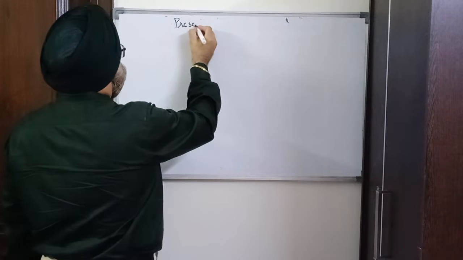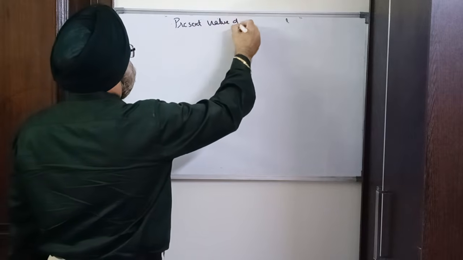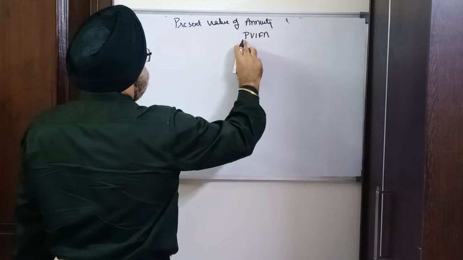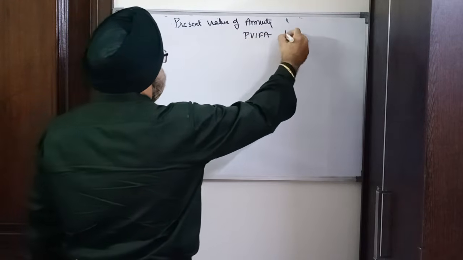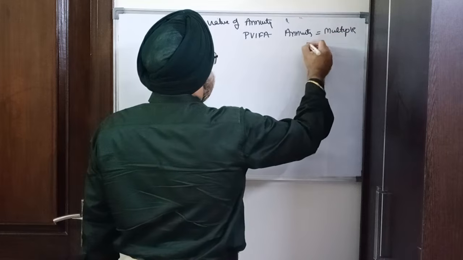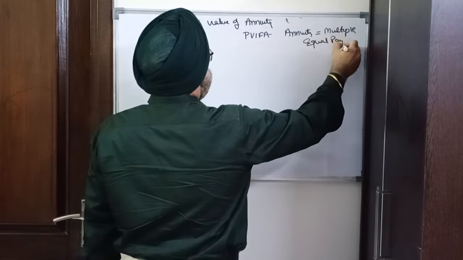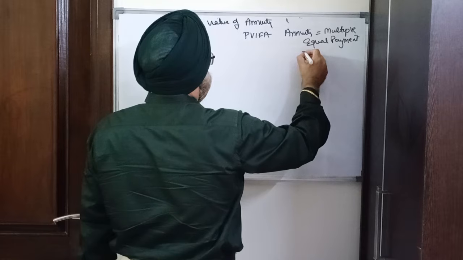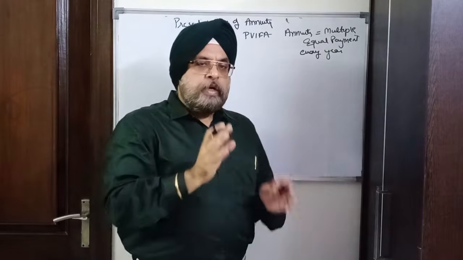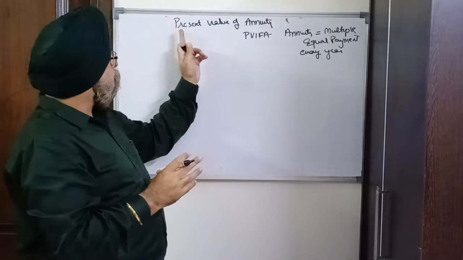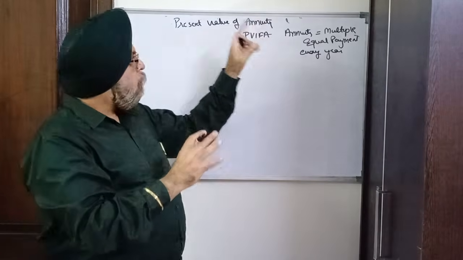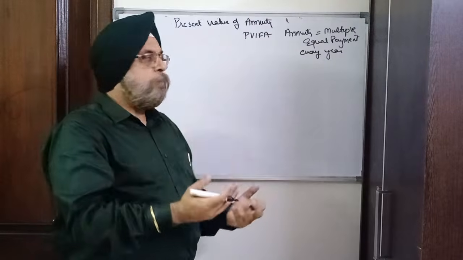is present value of annuity, also known as PVIFA, present value of interest factor annuity. Annuity means multiple equal payment or receipt every year, at the end of every year. If it is at the end of every year, then it is present value of annuity. अगर beginning of the year है, then the concept will change. It will become annuity due.